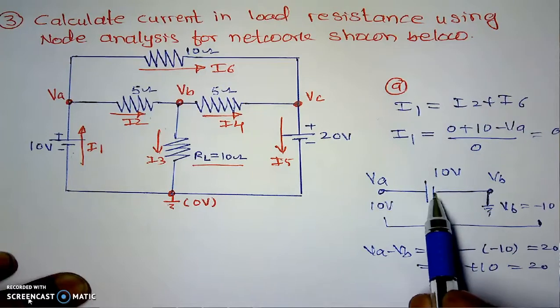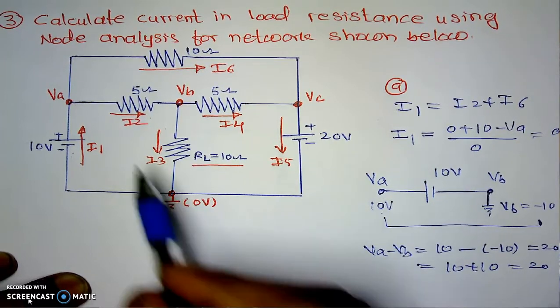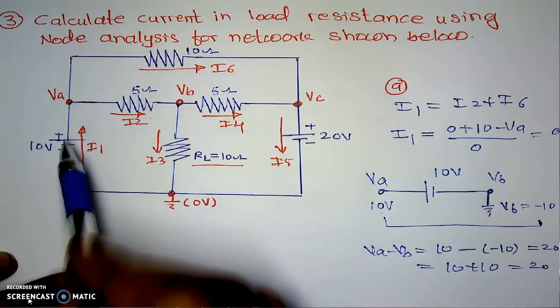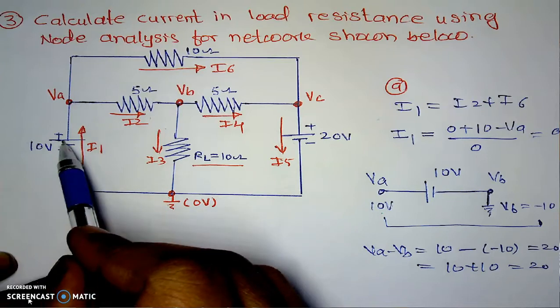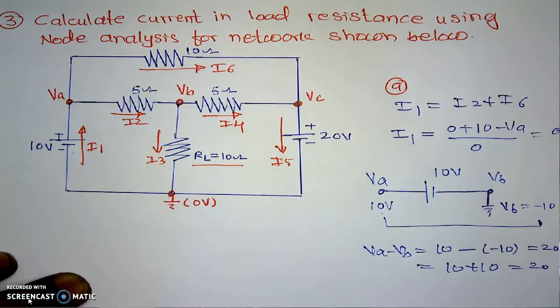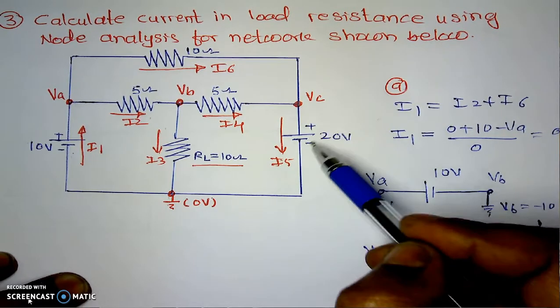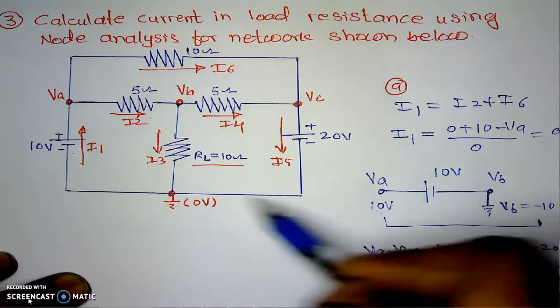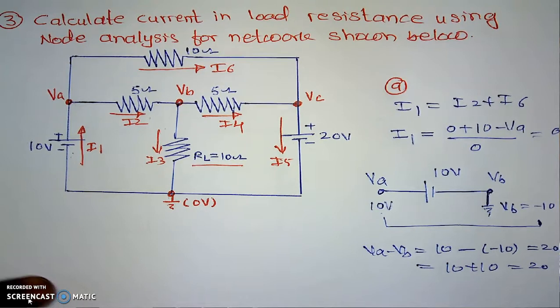Means if we want to shift this potential here, VA should be at the ground. Similarly, in this particular case, for this battery, the negative terminal is at a ground potential, which means we can shift this potential to its node. That's why the value of VA will become directly 10 volt. In a similar way, to shift this potential here, the other terminal of this battery should be at the ground potential. In that case, the shifting is possible, otherwise shifting is not possible.